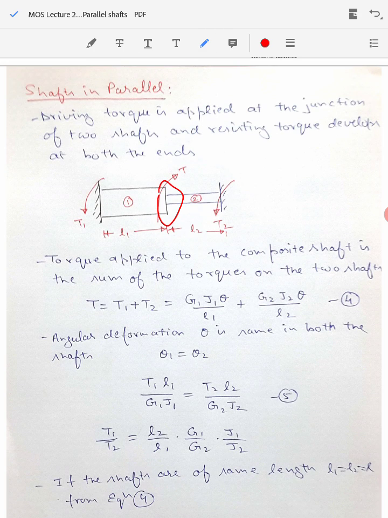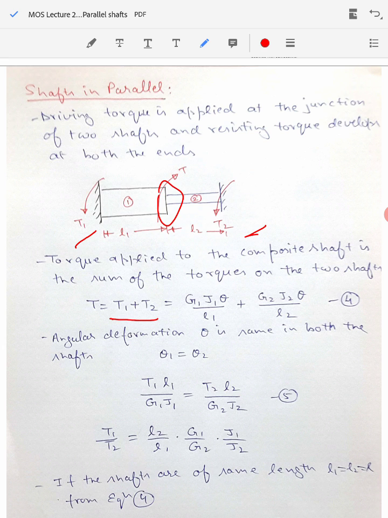So here, at the junction where they both meet each other, the driving torque T is being applied at this point. Because of this, there will be resisting torque developed in both shaft 1 and shaft 2. So the applied torque T will develop resisting torque T1 in shaft 1 and T2 in shaft 2, and the total applied torque T will be equal to the sum of the torques, T1 plus T2.